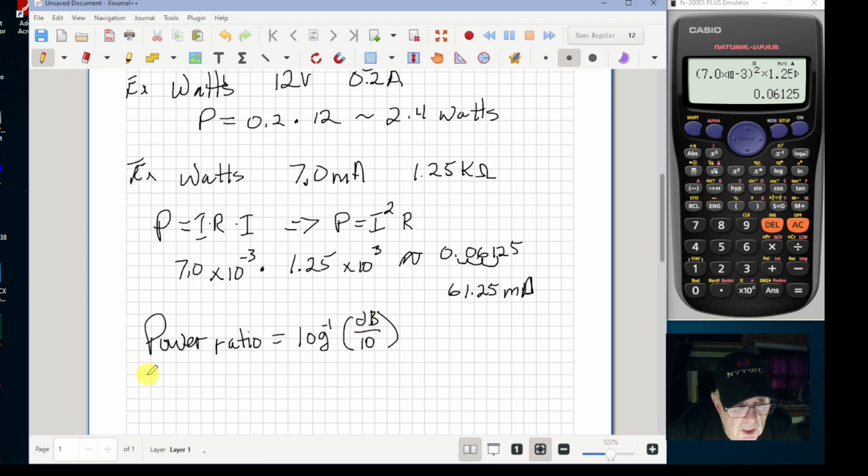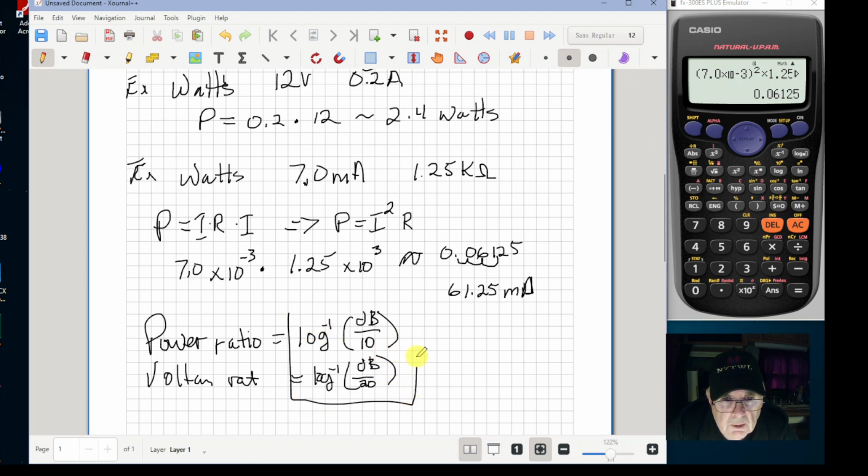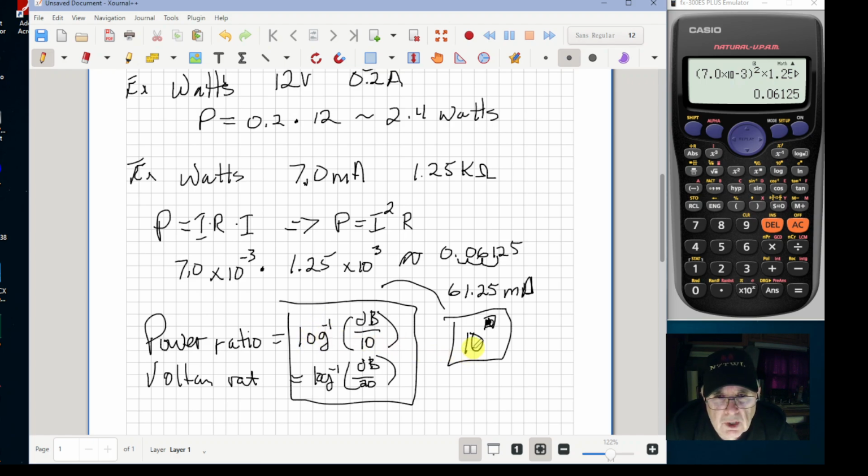And the voltage ratio is pretty much the same animal. It's also the inverse log of the dB, but it is over 20. Now, this notation, I'm not sure what calculator these guys were using at the ARRL when they put this together. I have scientific calculators from all the major manufacturers, and none of them list the inverse log key as this. If you actually look at the log key, the inverse log is 10 raised to some power. So that's the same animal as this. Instead of typing in log or anything, just raise 10 to whatever this ratio is, and that will give you what you're looking for.